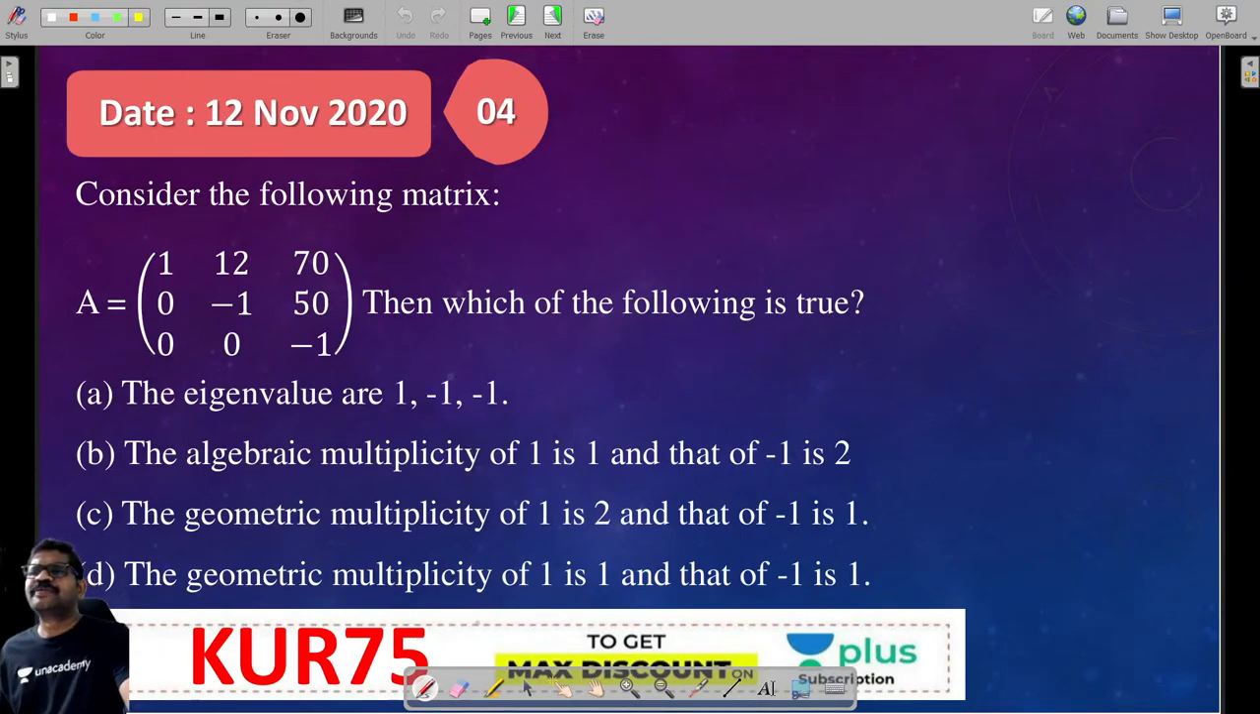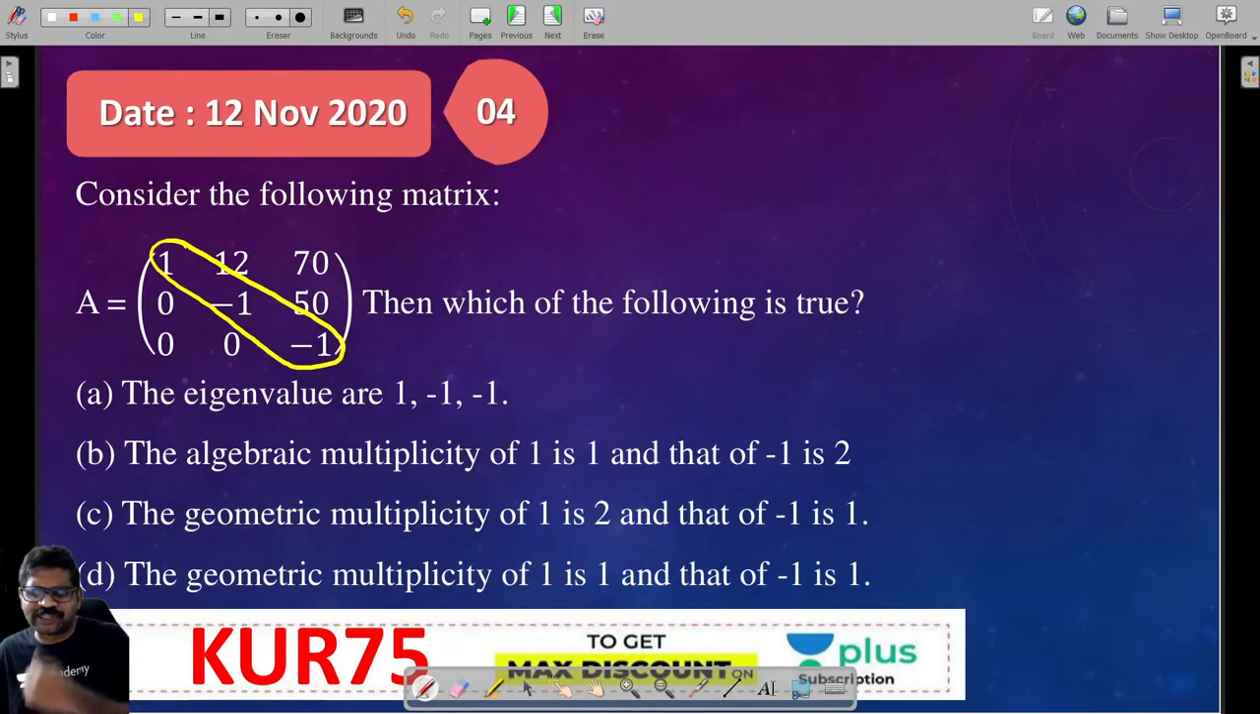Now, here the matrix is 1, 1, 2, 7, 0, minus 1, 5, 0, 0, minus 1. Then which of the following is true? Which of the following are true? Now, observe, the matrix is a triangular matrix. All the elements below the principal diagonal are 0. If all the elements below the principal diagonal are 0, then eigenvalues are nothing but its leading diagonal elements. 1, minus 1, minus 1 are eigenvalues. Therefore, first option is true, directly visible.